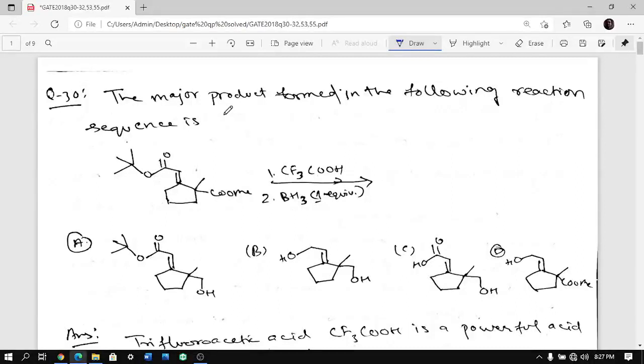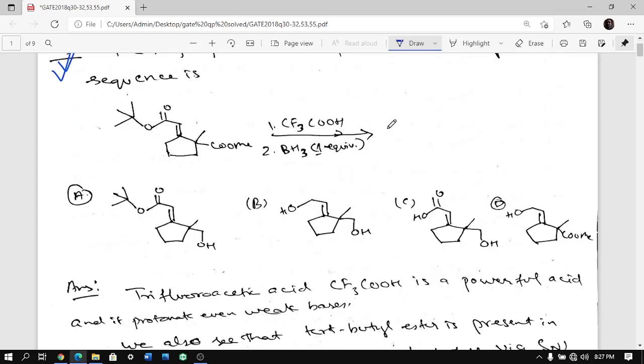Hello everyone, welcome back. We are doing the 2018 GATE question paper, and these are the last 5 questions of the organic part. The first question, which happens to be question number 30 in the set I am doing, says: the major product formed in the following reaction sequence is.